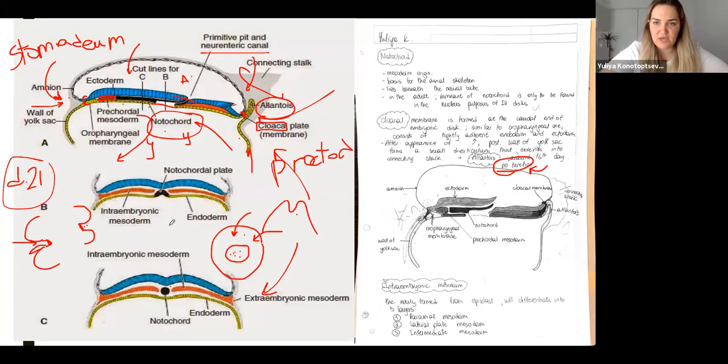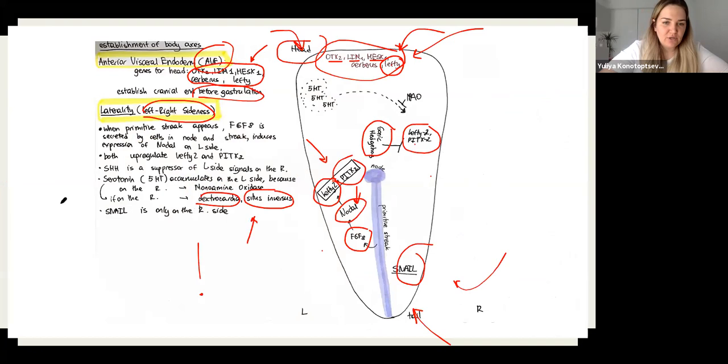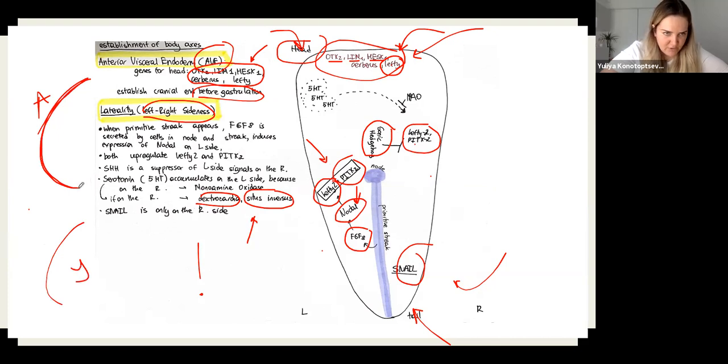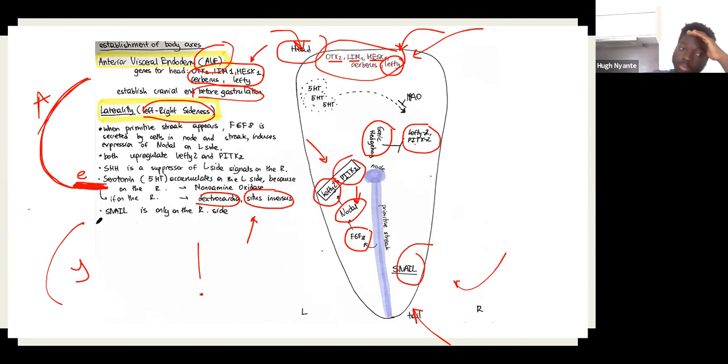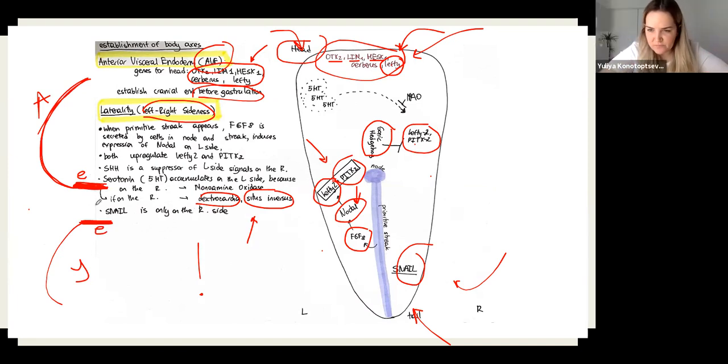Let me draw it for you so you get it. Okay, so where can I draw? I cannot draw anywhere. Okay, draw here. So we said that I draw just one part, yeah? Just one part. Here we have which cavity at the top? Amniotic. Here we're going to have the yolk sac. Which layer is here like this? Ectoderm. This is the ectoderm. Which layer is here? Endoderm. Which mesoderm would be here on the two sides?